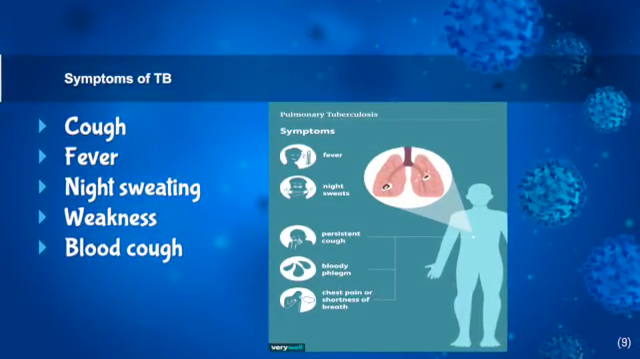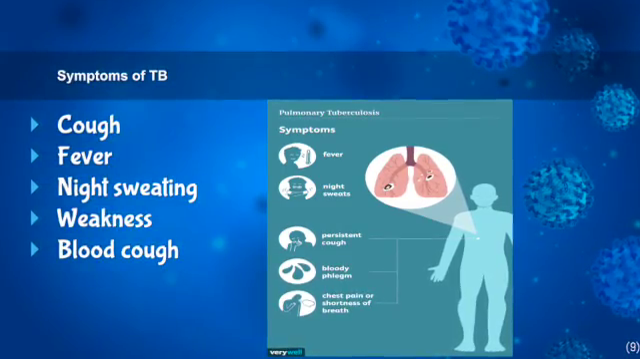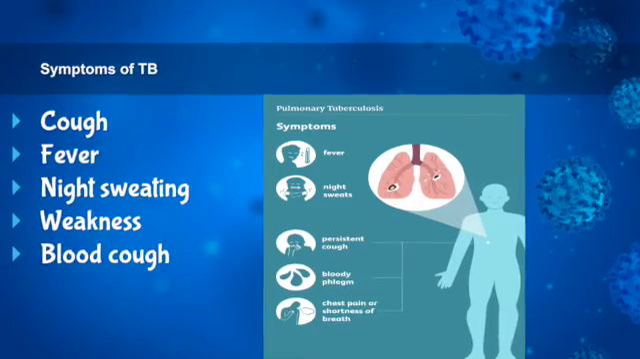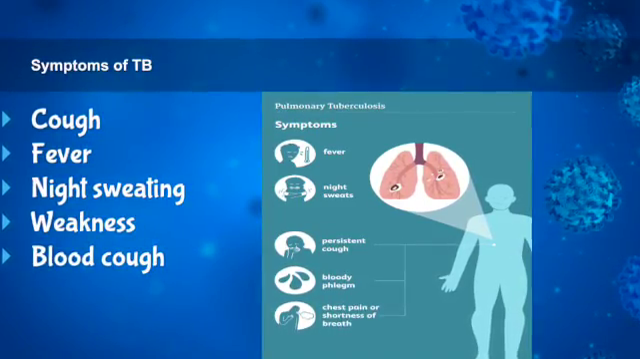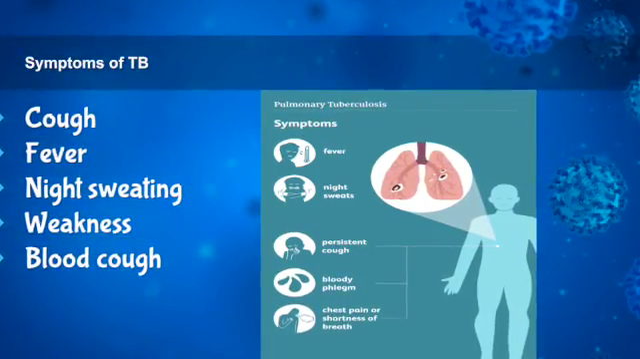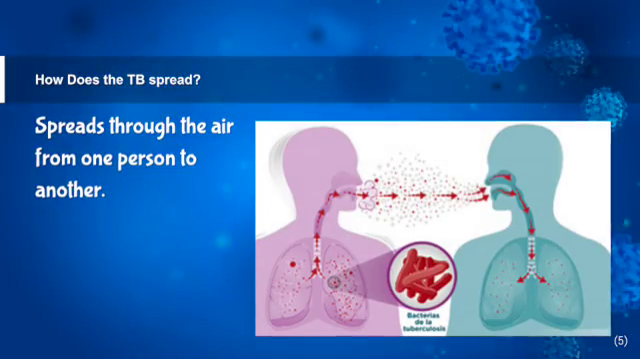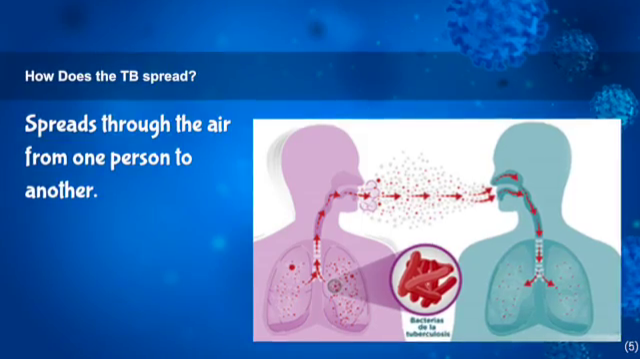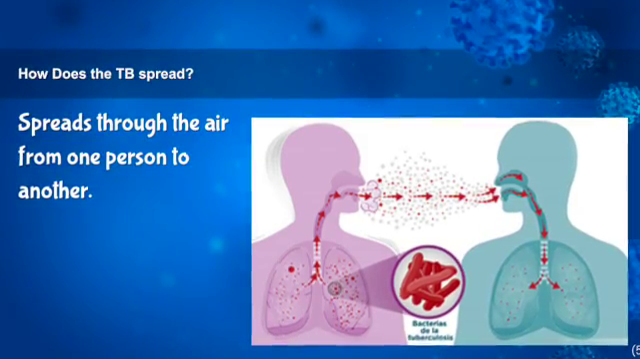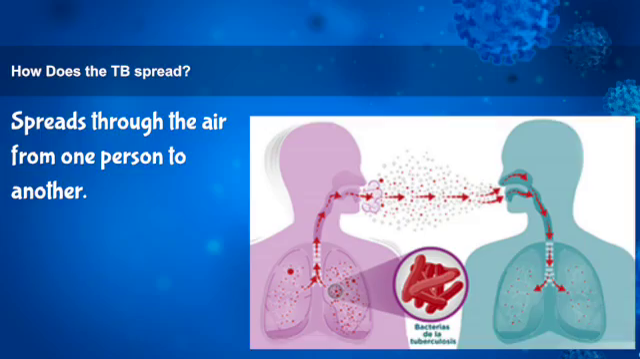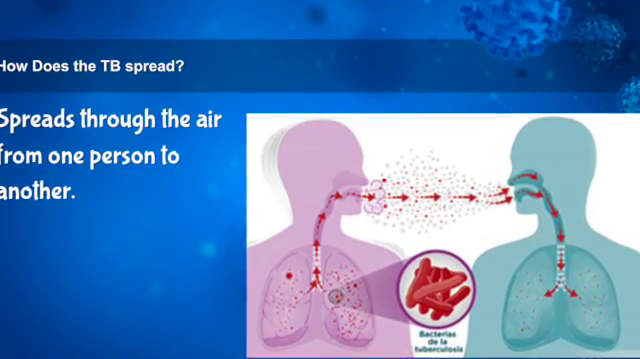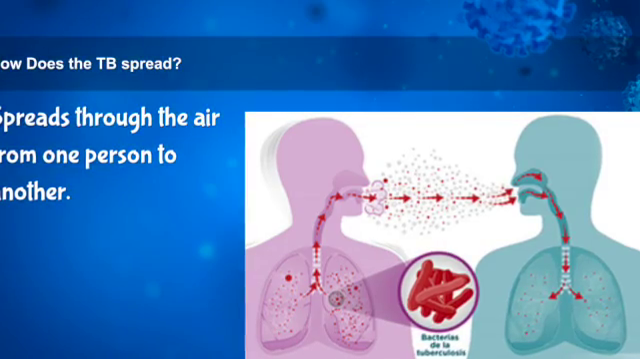Symptoms of TB. TB has signs and symptoms of cough, fever, night sweating, weakness, and bloody coughs. But sometimes people with TB disease don't actually show any symptoms. So how does TB spread? Tuberculosis spreads through the air from one person to another. The bacteria spreads when a person with TB in the lungs or throat coughs, speaks, or sings. And if you have latent TB infection, you should take medicine to keep from developing TB disease.